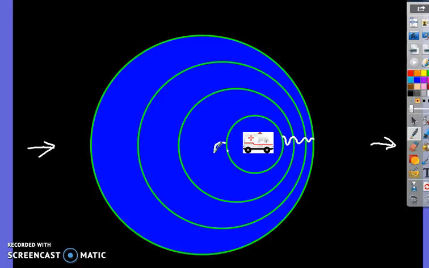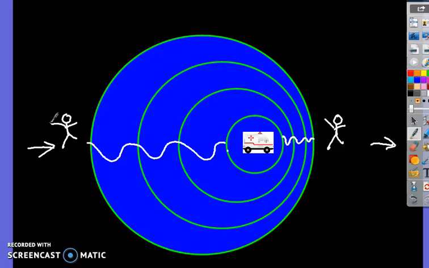So we're going to get something like this, and the waves are much longer, and the frequency is much lower. So if we are standing here, we're going to hear a much different sound than if we were standing here, because the frequencies are going to be so different. And that's why we heard the siren in two different pitches.